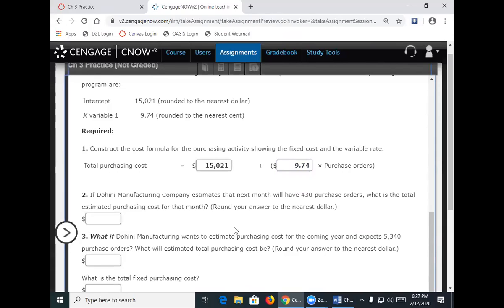So in part 2, we use that data, $15,021 plus we have $9.74 times 430 purchase orders. Okay. So from there, it's really repetitive. We're just doing different numbers. So what would be my total purchasing cost if we processed 430 purchase orders? 19,209. Very good, 19,209. So again, we take $9.74 times 430 purchase orders, and we add in our fixed cost of $15,021.